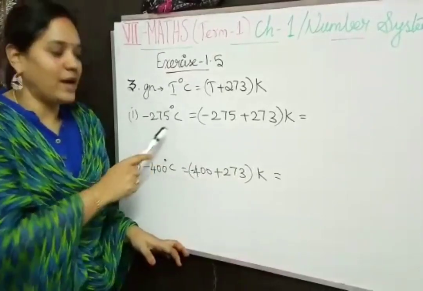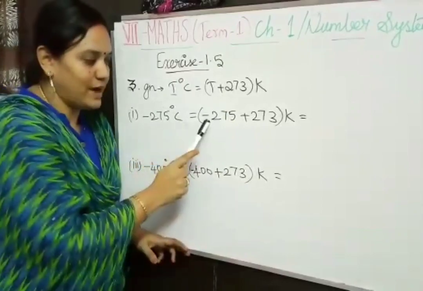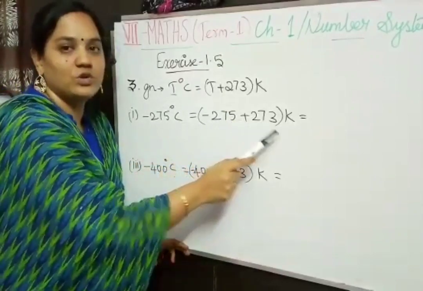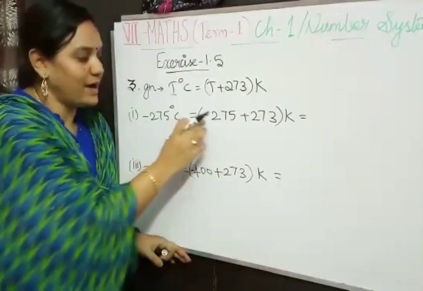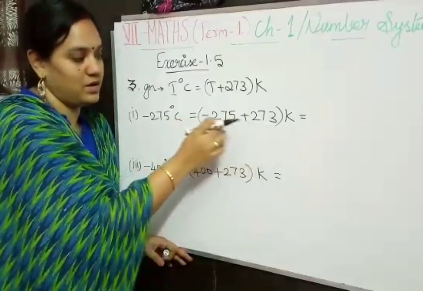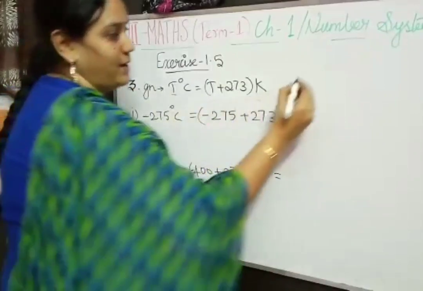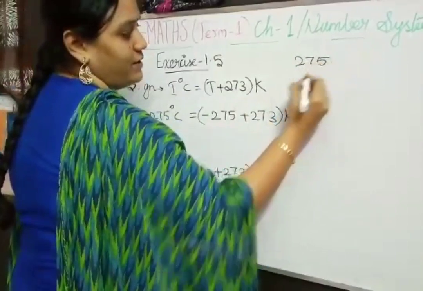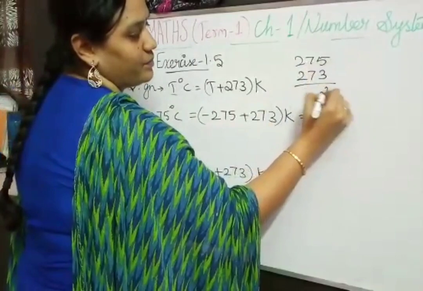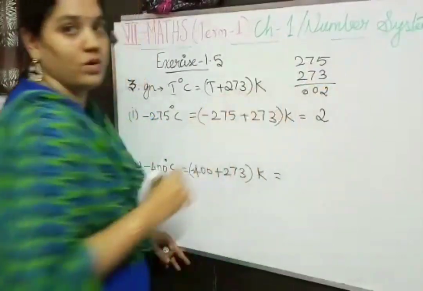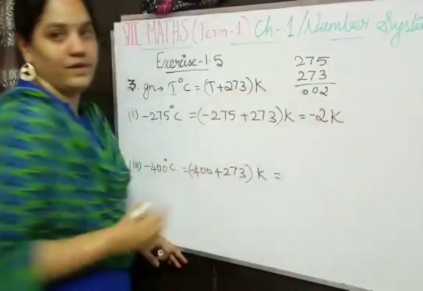So what we have to do? We have to add 273 to the given number. So minus 275 plus 273. Here we have different signs, so we have to subtract. 275 minus 273, we'll get 2. Okay. So the greater number's sign is minus. So minus 2 Kelvin is our answer.